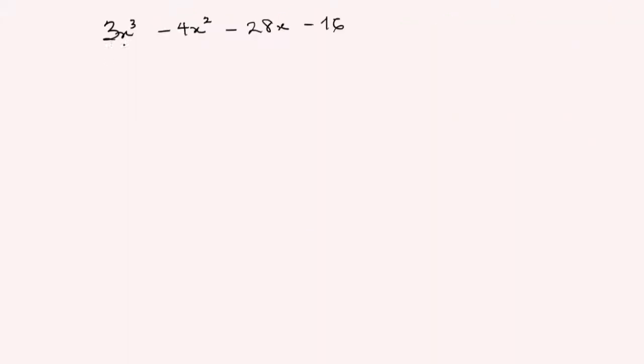So if we have 3x cubed minus 4x squared minus 28x minus 16, the first thing we need to do is guess a value for a such that f of a is equal to 0. And the value of a that would make f of a equal to 0 here is minus 2. So let's try f of a with a equals minus 2.